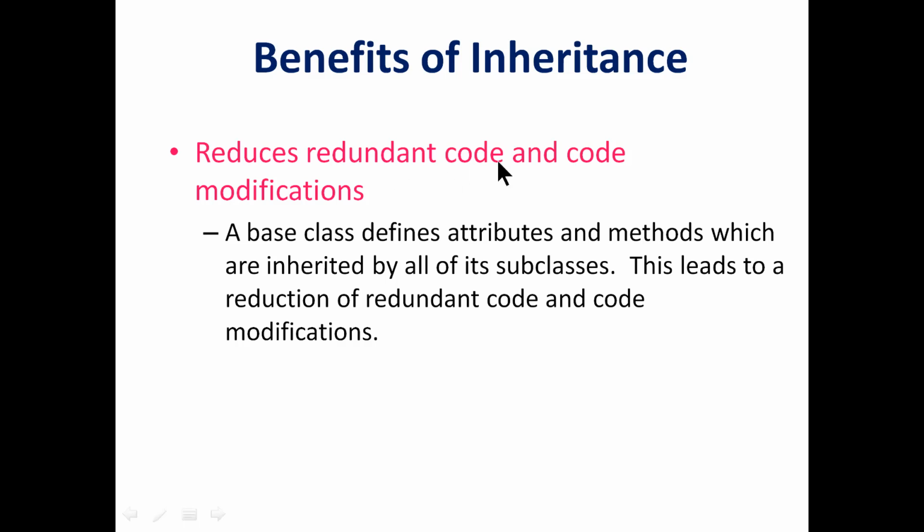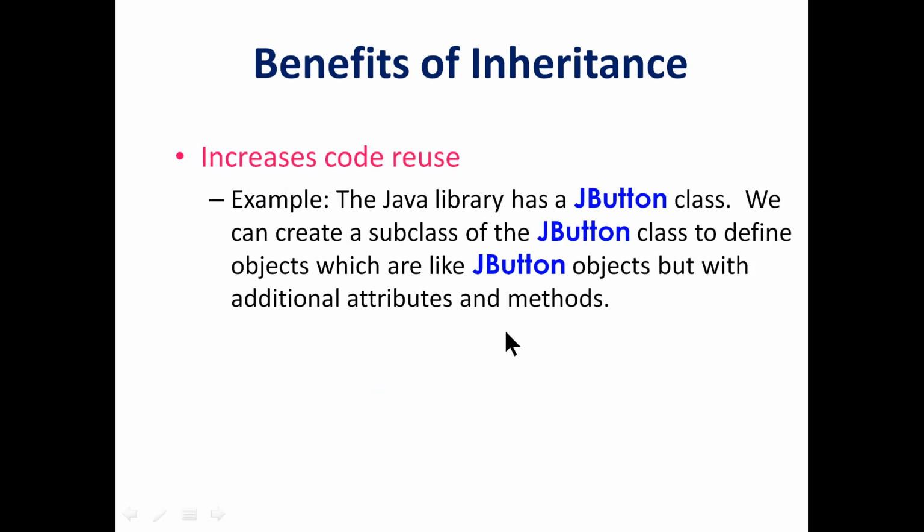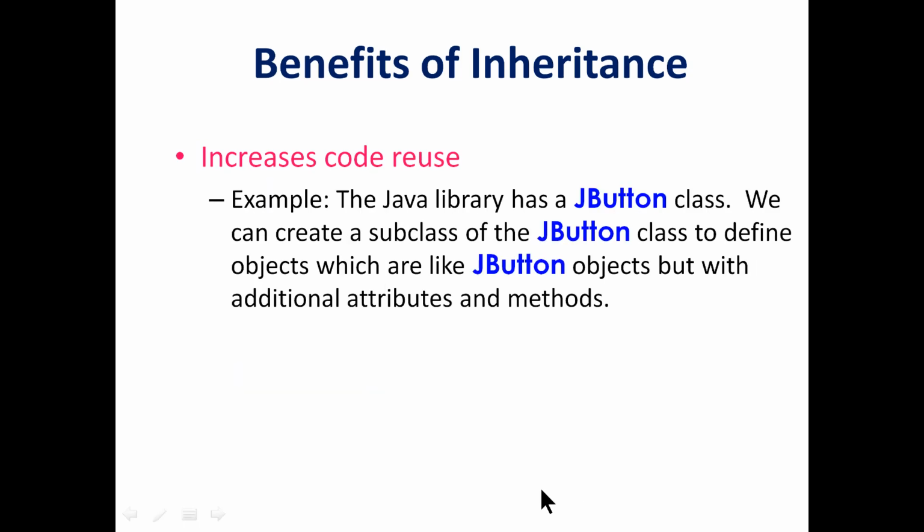So you cannot really go. What is the benefit? It reduces redundant code and code modification. A base class defines all attributes and methods you can inherit in the child, and you're saving lots of code writing. It makes your program easier to extend because you can add a new child. So you extend your program very easily and comfortably. Then it increases code reuse. One thing is very important: reusability is a very important aspect when it comes to inheritance. That means I can create a new child, use the same code and create another one.